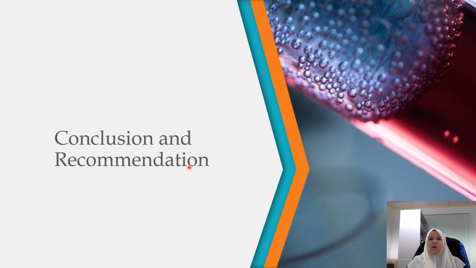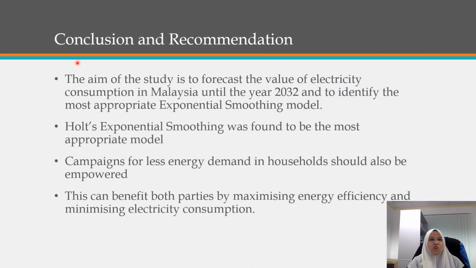Lastly, we go for the conclusion and recommendation. As a conclusion, the aim of the study is to forecast the value of electricity consumption in Malaysia until the year 2032, and to identify the most appropriate exponential smoothing model. So we can say that Holt exponential smoothing was found to be the most appropriate model.